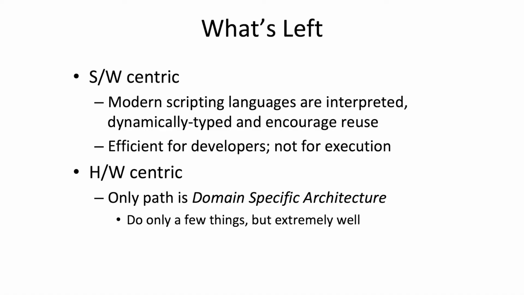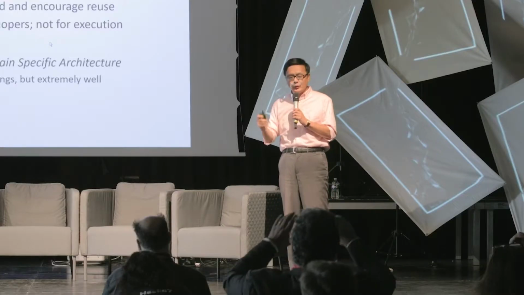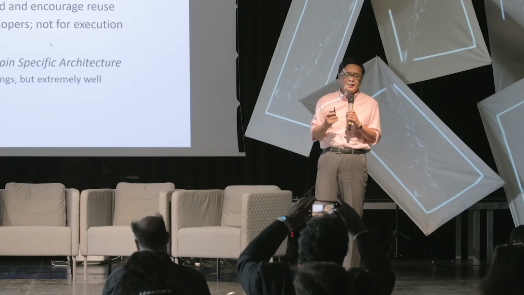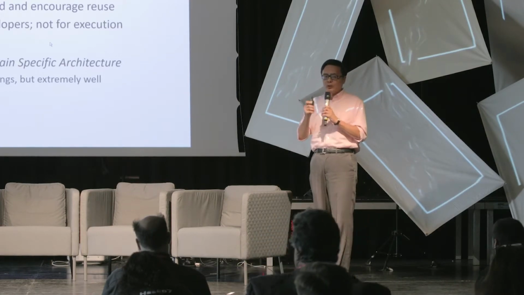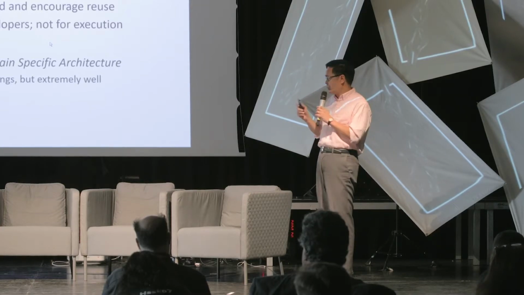So what's left? Well, there are a lot of software applications, software optimizations you could do. There's also, the only path forward is through domain-specific architecture. So you really have to know the application, and you have to design your architecture to do those specific things really, really well. You do a few things, but really, really well.